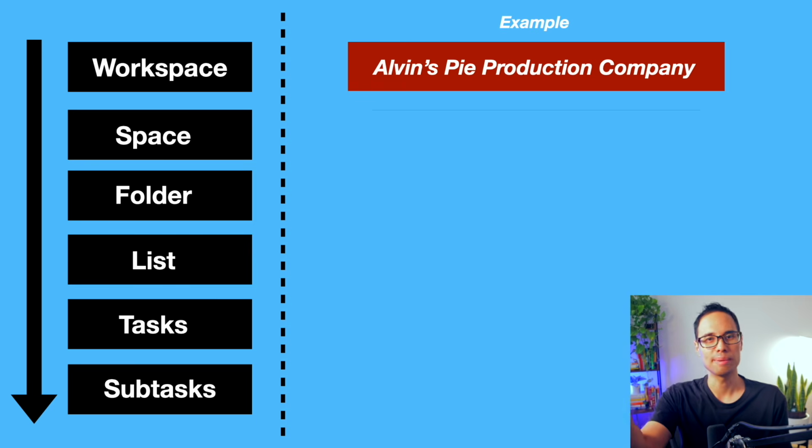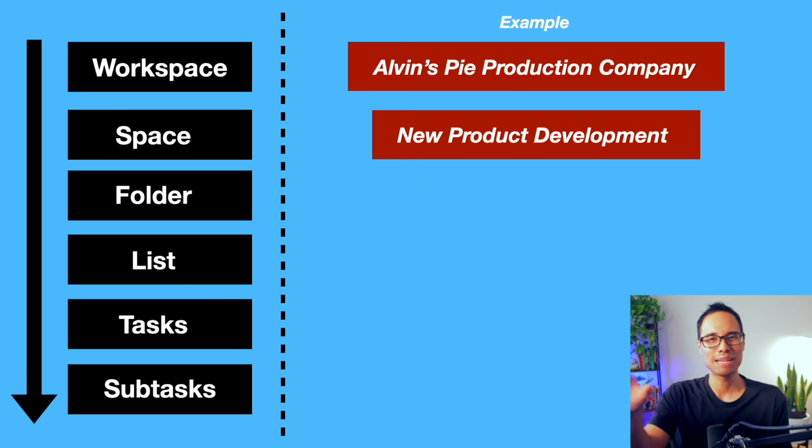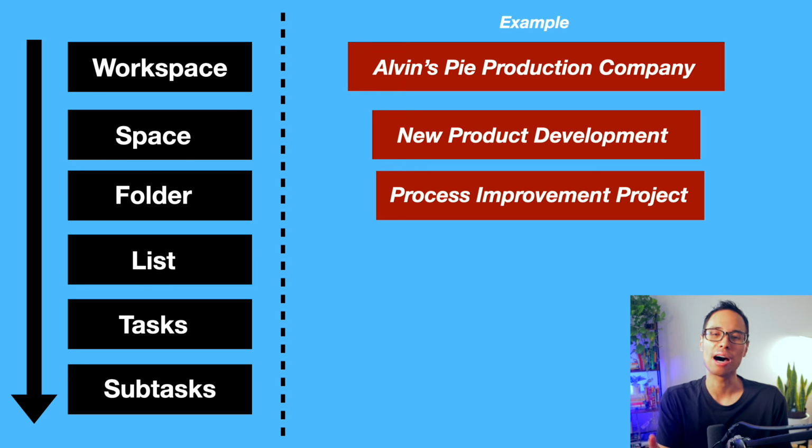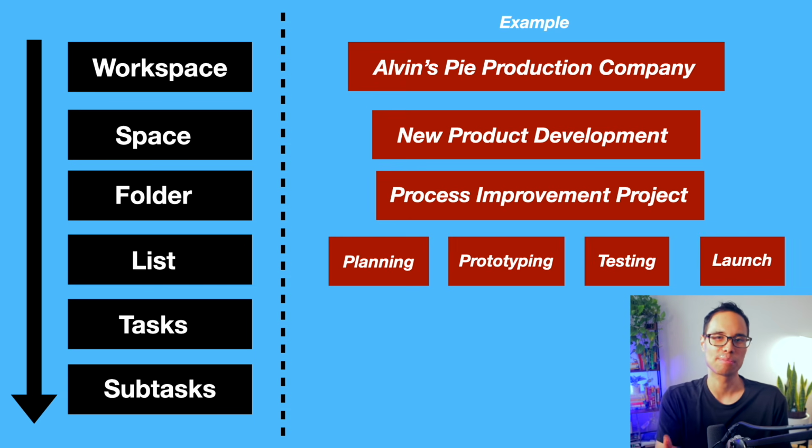In the real world, here's how it would look. Your workspace could be called Alvin's Pie Production Company because, hey, even though I'm pre-diabetic, I still love eating pumpkin pie and apple pie. So good. Now, a space could be called New Product Development for one of the departments. And then a folder inside would be Process Improvement Project. And then you have a list to represent each of your project's phases, like planning, prototyping, testing, and then launch.